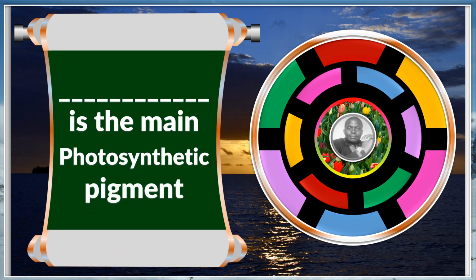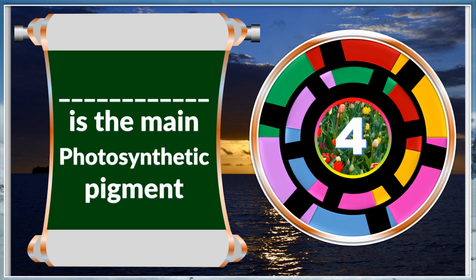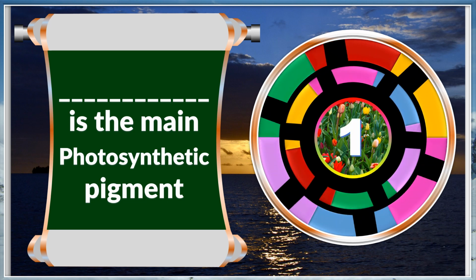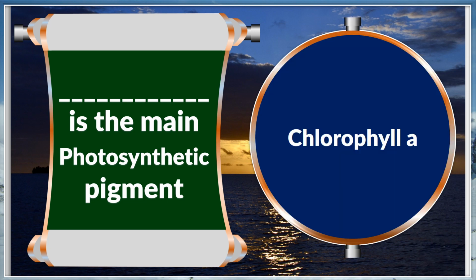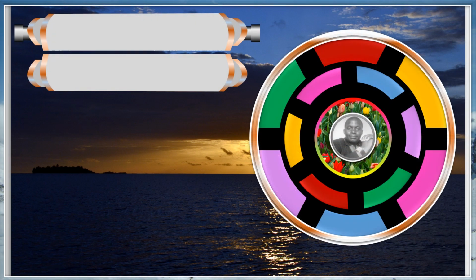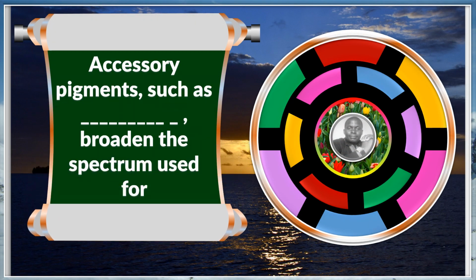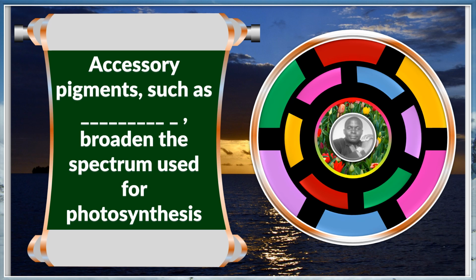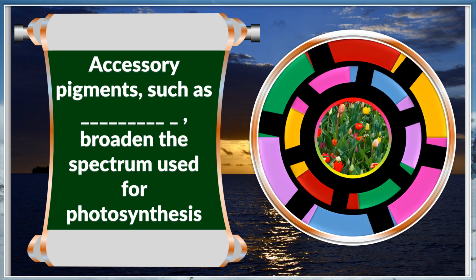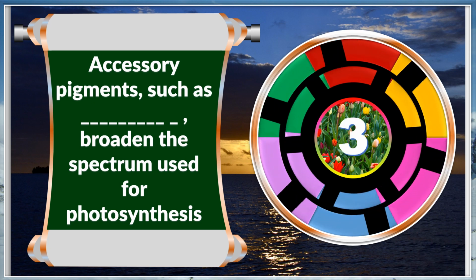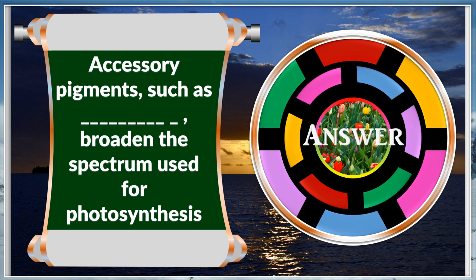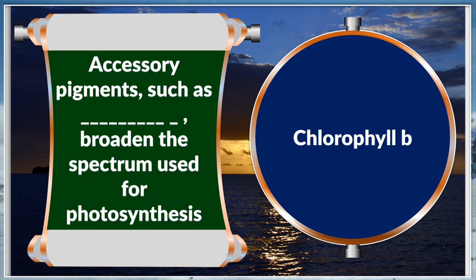Dash is the main photosynthetic pigment. Chlorophyll A. Accessory pigments such as dash broaden the spectrum used for photosynthesis. Chlorophyll B.